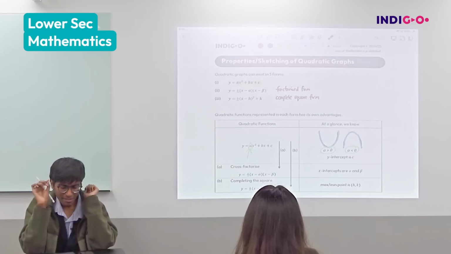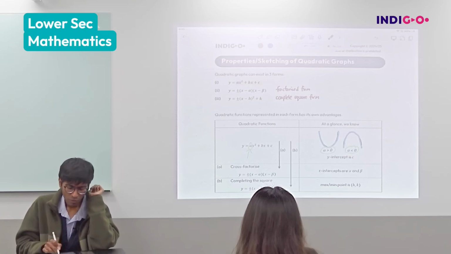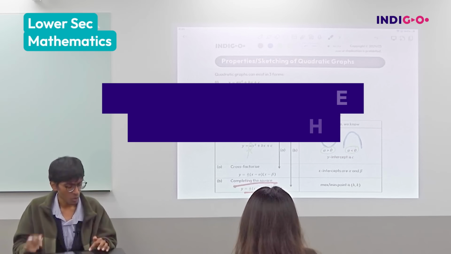The more important thing is factorize and then sketch, or complete the square and then sketch. Let's see the first one. How do we factorize and then sketch? And then we'll go on to the second one, which is complete square form.